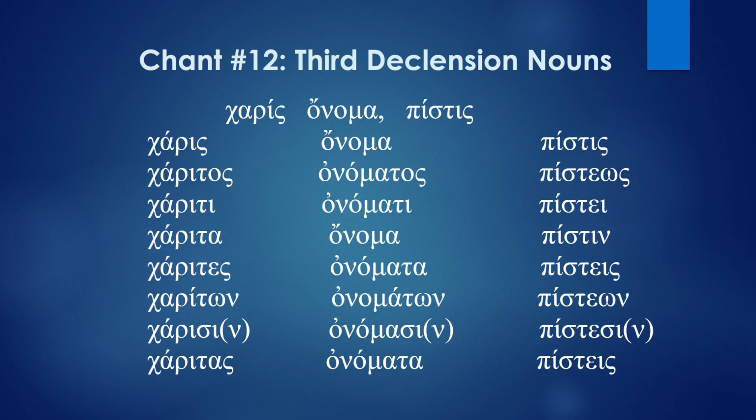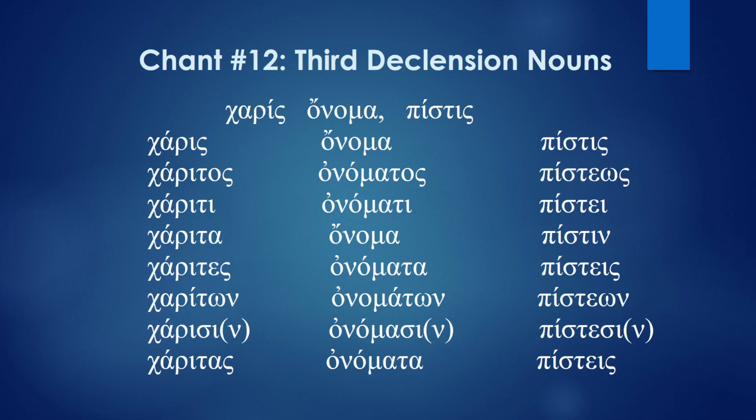Now the form onoma. Onoma, the nominative singular when it's the subject of the sentence, meaning name. Onomatos, the genitive singular of a name. Onomati, to or for a name in the dative singular. Onoma is the accusative singular form, meaning name as the object of the sentence.